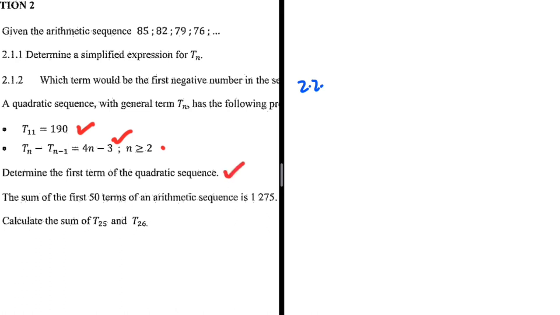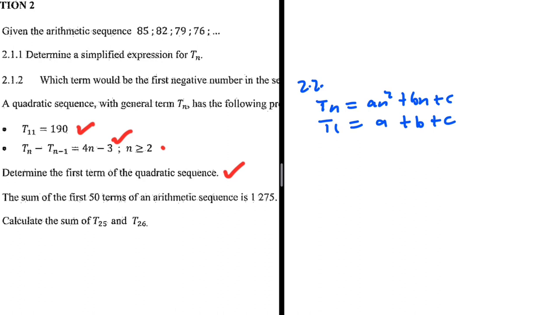Let's take a look. Tn is equal to an squared plus bn plus c. We want to find the first term. So T1 is equal to a plus b plus c. This establishes the task we have in hand. We need to find a, b, and c. So how can we go about that?